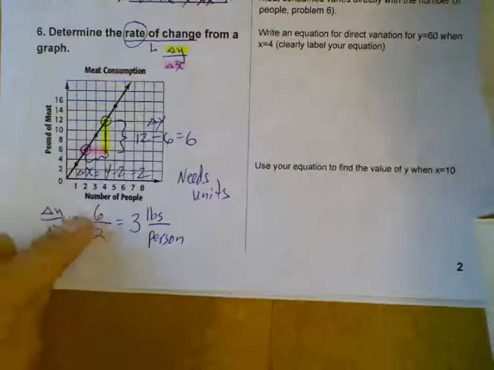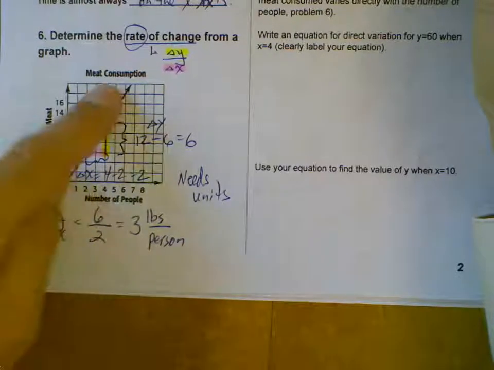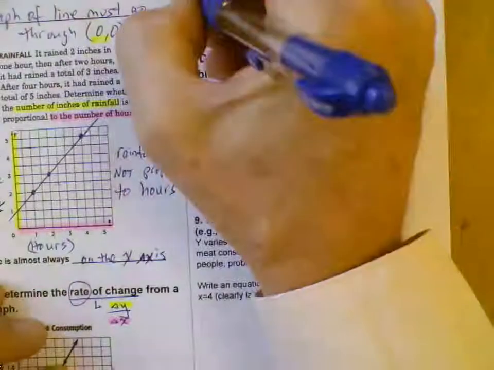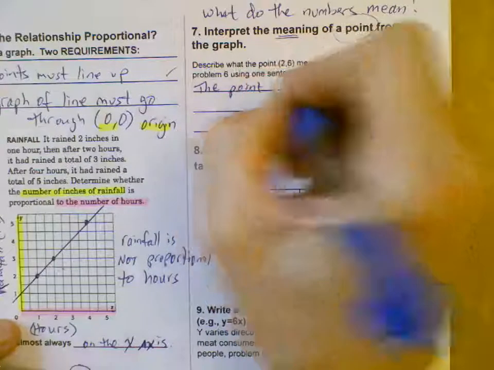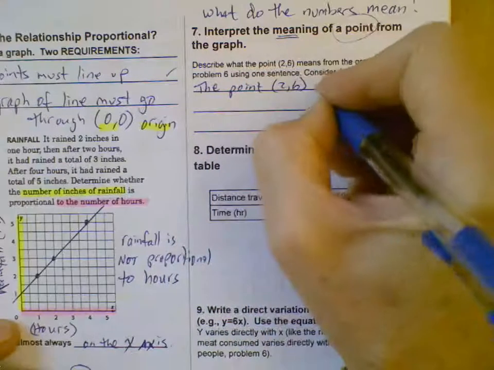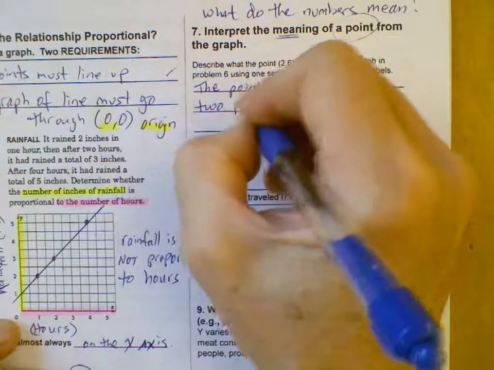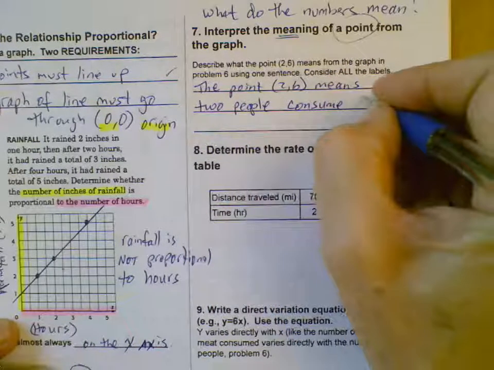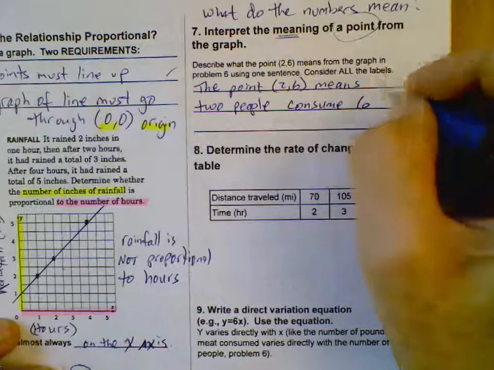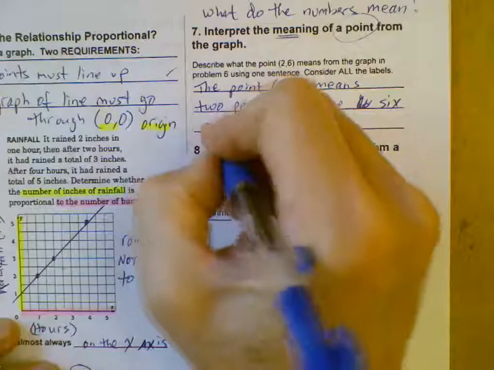So we want to write it in one sentence. And notice we're using the labels. The label of number of people, pounds of meat, and what does this have to do with anything? Well, they're consuming meat, right? So let's say the point (2, 6) means 2 people consume, that's one of our labels, consume, 6, if I was following the rules of English, because it's less than 10, 6 pounds of meat.